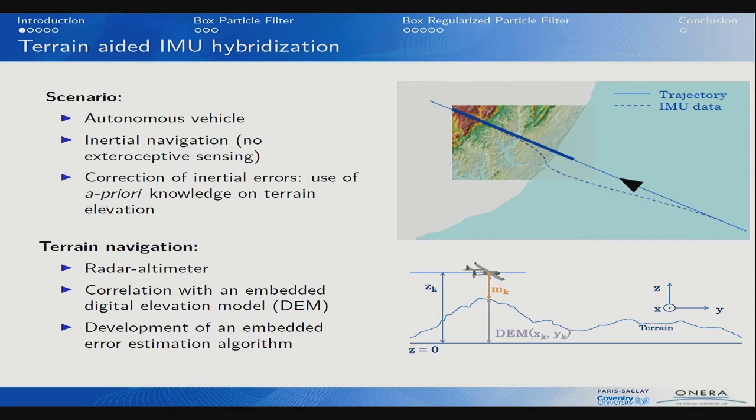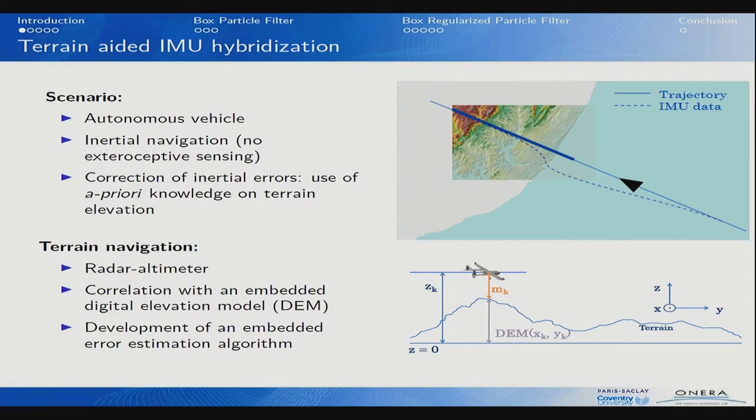So we have to correct that, and usually we correct the IMU, the inertial sensor, regularly using, for example, a GPS receiver, and that is a typical way to do an accurate correction. But here we consider that we cannot use the GPS because it can be denied, it can be jammed. So we consider an application where we use terrain-aided navigation.